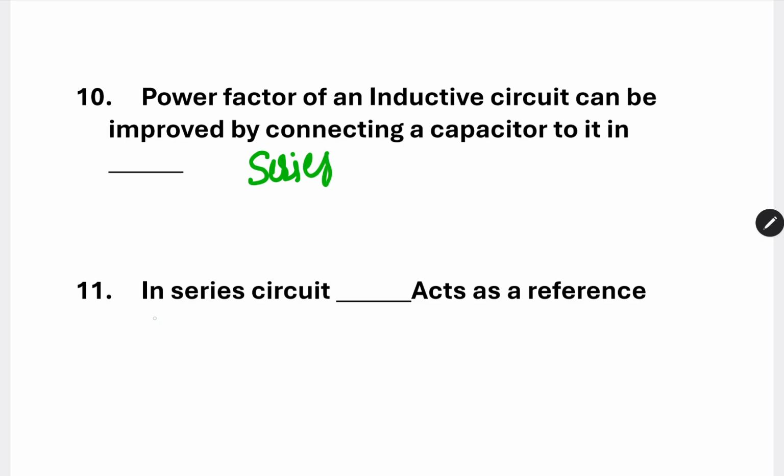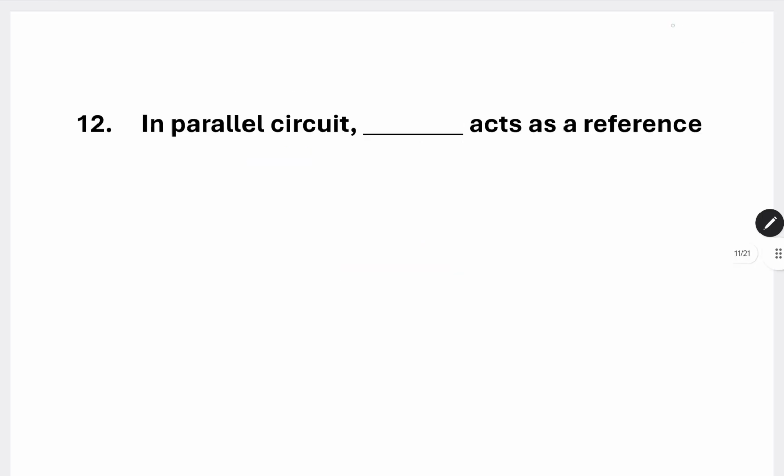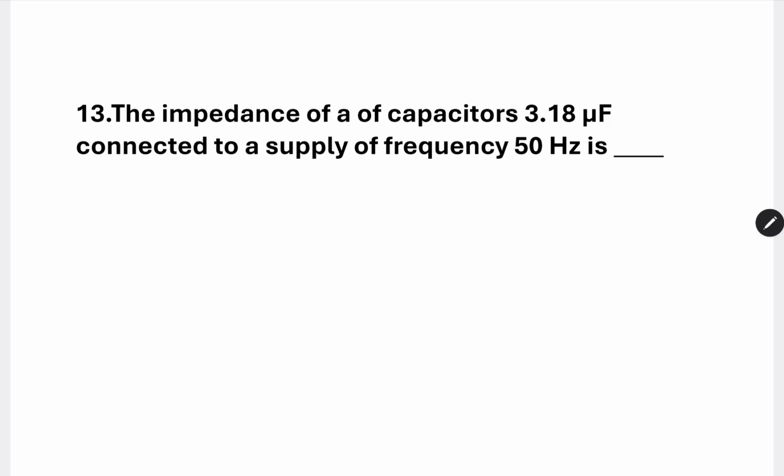Next, question number 11. In series circuit, dash acts as a reference. In series circuit, we will take current as a reference. Question number 12. In parallel circuit, dash acts as a reference. In parallel circuit, voltage will be taken as a reference vector.